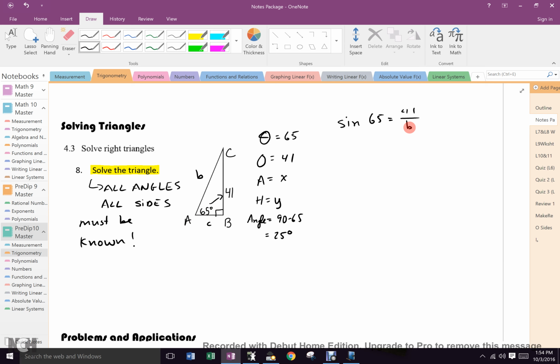Now, right away, that bothers some of you because I've made the hypotenuse b. Does it matter? No. So I now am going to do my math here. The variable is on the bottom, so this is division, yes? B equals 41 over sine 65. That's going to get me an answer. I'm not going to write it in because I don't want to get my calculator out right now.